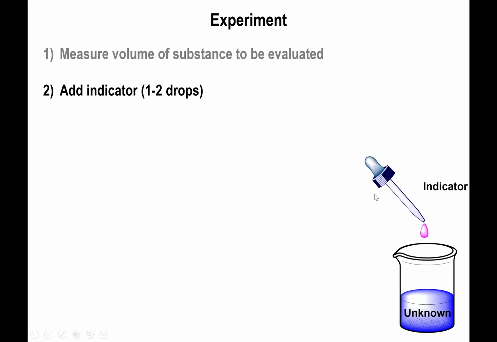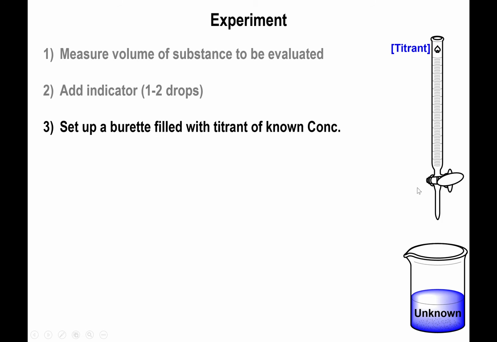And what you do is you add an indicator like phenolphthalein, which will change color when you have changed the reaction conditions or the solution conditions from being acidic to basic or vice versa. Then you set up a burette. A burette is filled up with the titrant. Now the titrant is a substance that you will know not only the identity, but you will know the concentration to a relatively high precision value.